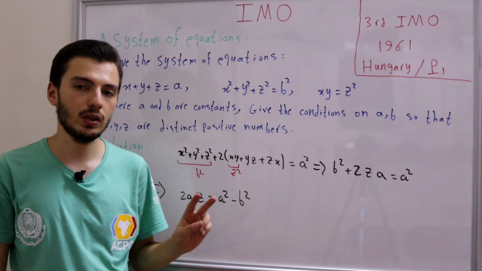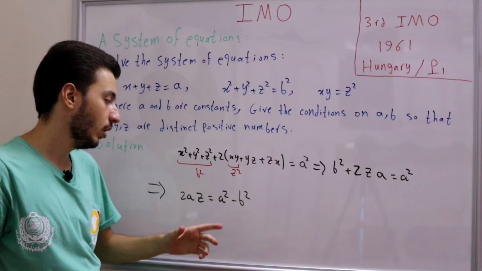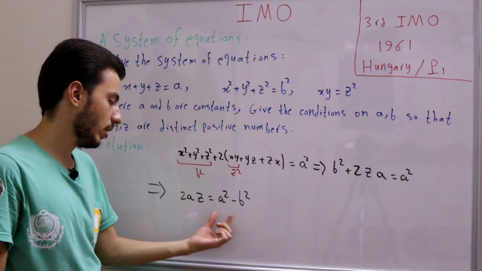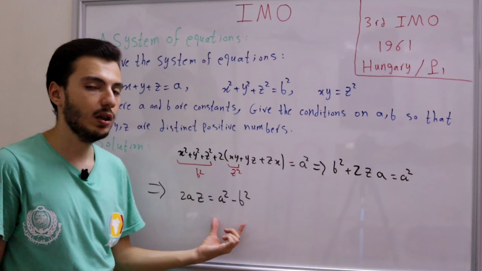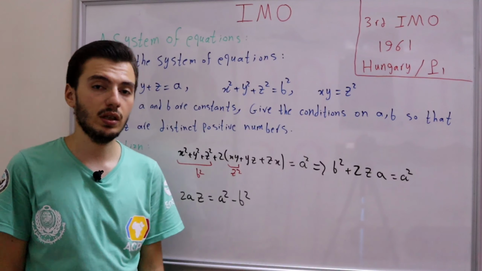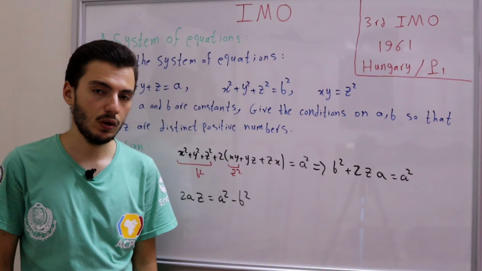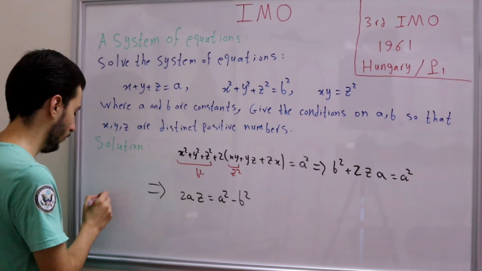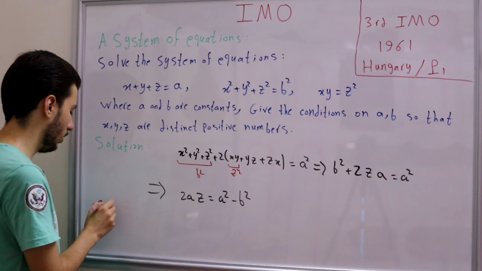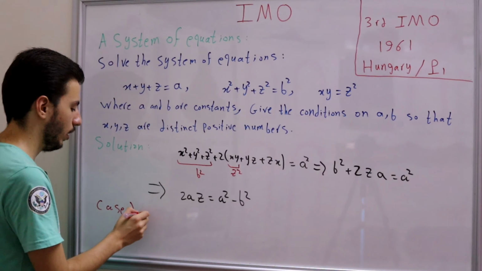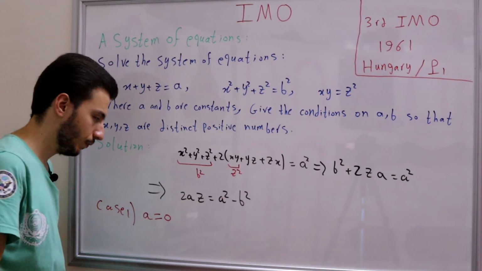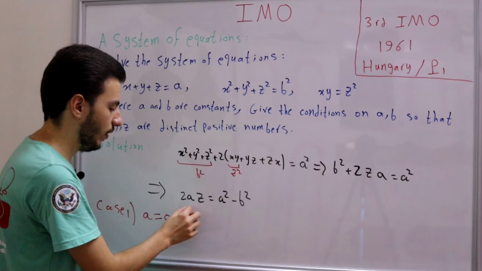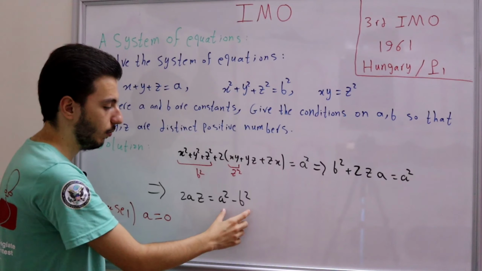Well, here you need to discuss two cases. It's really clear. If a is not 0, then simply z is a squared minus b squared divided by 2 times a. However, we need to discuss the case when a is 0. So let's say case 1, a equals 0. What happens if a equals 0? Take a look here. If a equals 0, then a squared minus b squared equals 0.